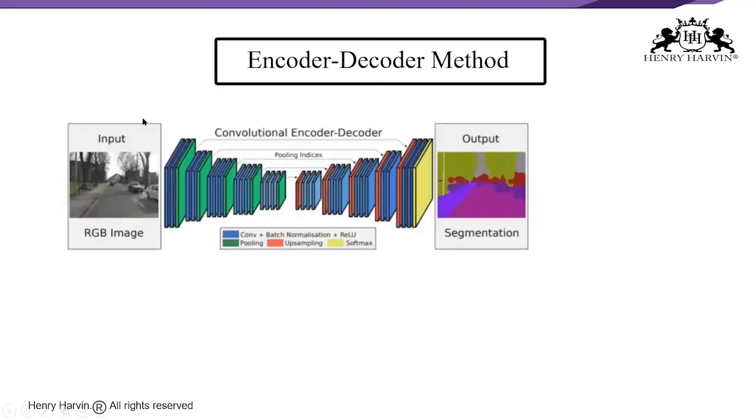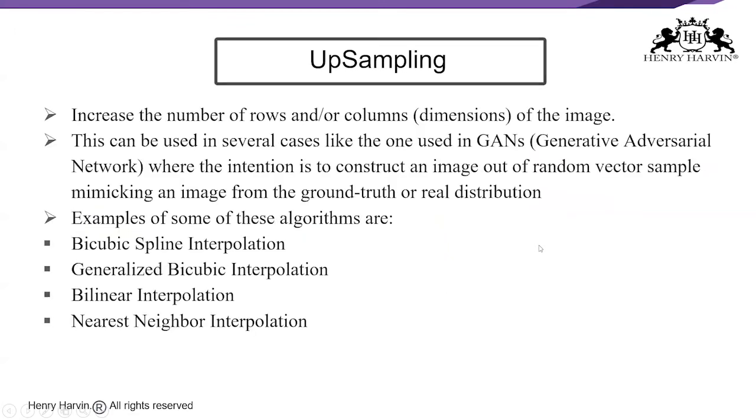Now look into the picture. Here there is an input RGB image. Here there is a convolutional encoder-decoder. You can see that blue is convolution plus batch normalization plus ReLU, and then these are all pooling, right? And then here the upsampling is done. We will discuss it shortly. And then there is softmax, so that the output we get is the segmentation, right? Now let us try to understand upsampling, right?